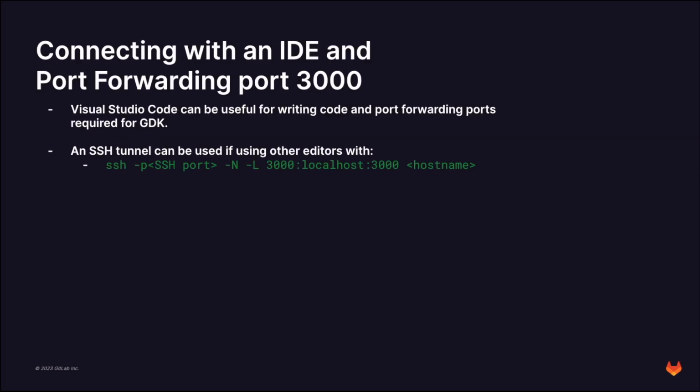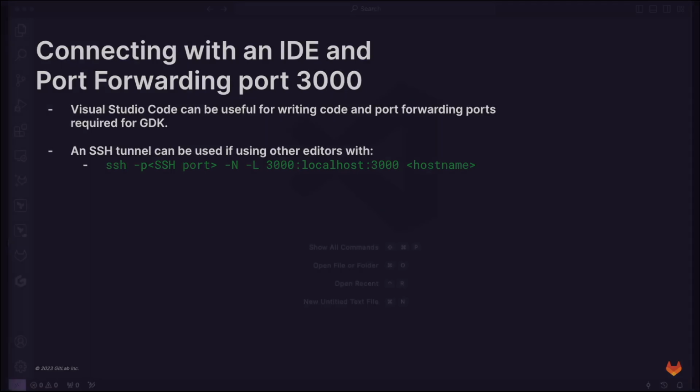So if you want to, you can SSH tunnel, and that essentially is saying from this host, I want you to tunnel port 3000 from the remote host, and essentially pump it to localhost 3000 on my machine. So if you're using a different editor other than Visual Studio Code, you can use that. If you are using Visual Studio Code, I'll just show an example of how this looks.